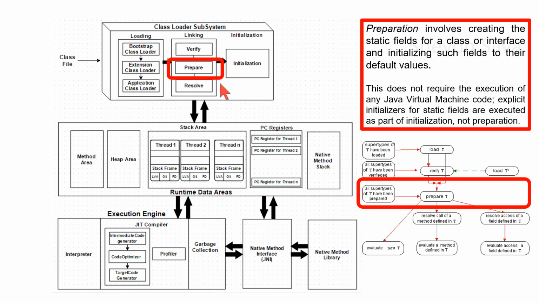After verify, we move to prepare. Preparation involves creating the static fields for a class or interface and initializing such fields to their default values. This does not require execution of any Java virtual machine code. Explicit initializers for static fields are executed as part of initialization, not preparation.